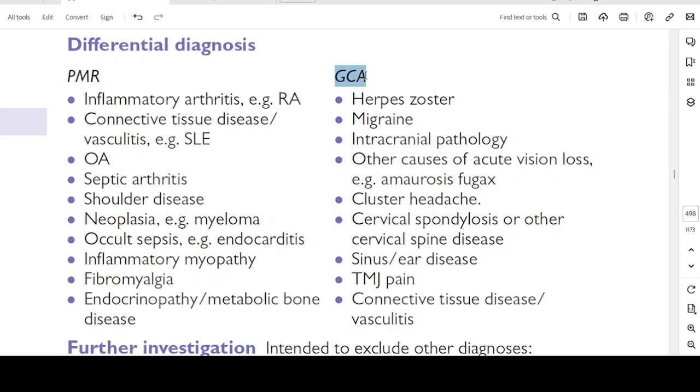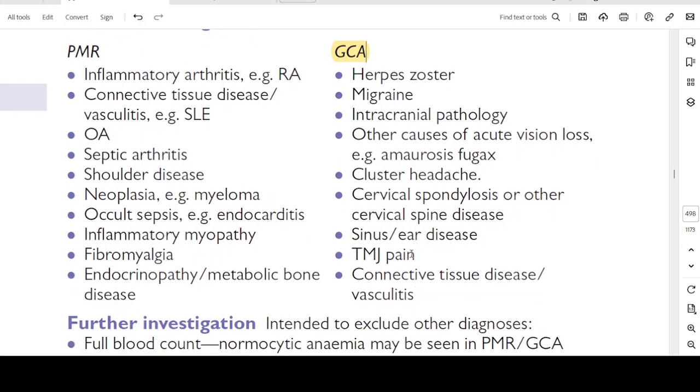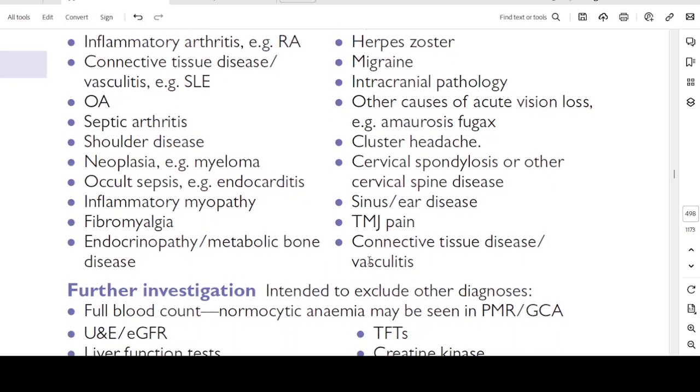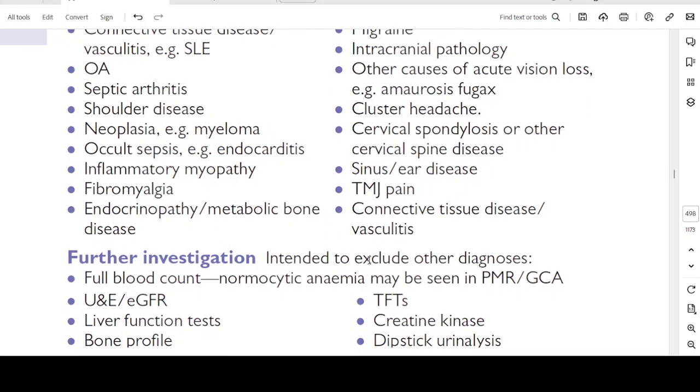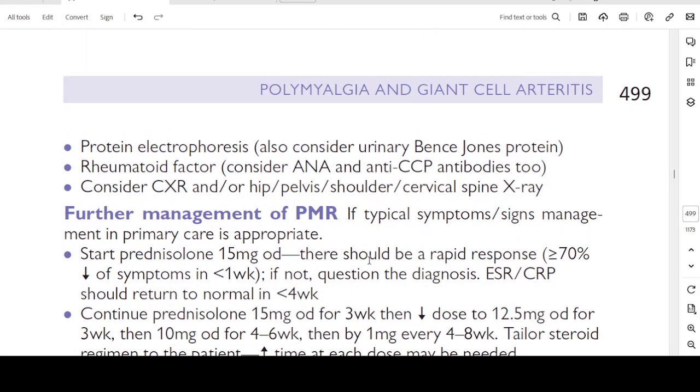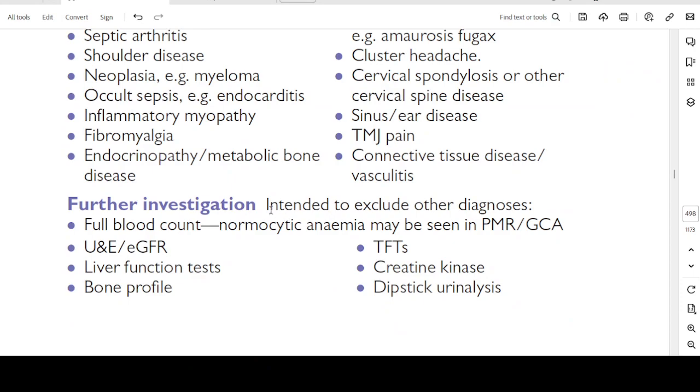For GCA, giant cell arteritis, the differential diagnoses are herpes zoster, migraine, intracranial pathology, other causes of acute vision loss like amaurosis fugax, cluster headache, cervical spondylosis or other cervical spine disease, sinus or ear disease, TMJ pain. Jaw claudication can mimic and should be differentiated from TMJ pain, connective tissue diseases or vasculitis. Further investigation is required, intended to exclude other diagnoses.